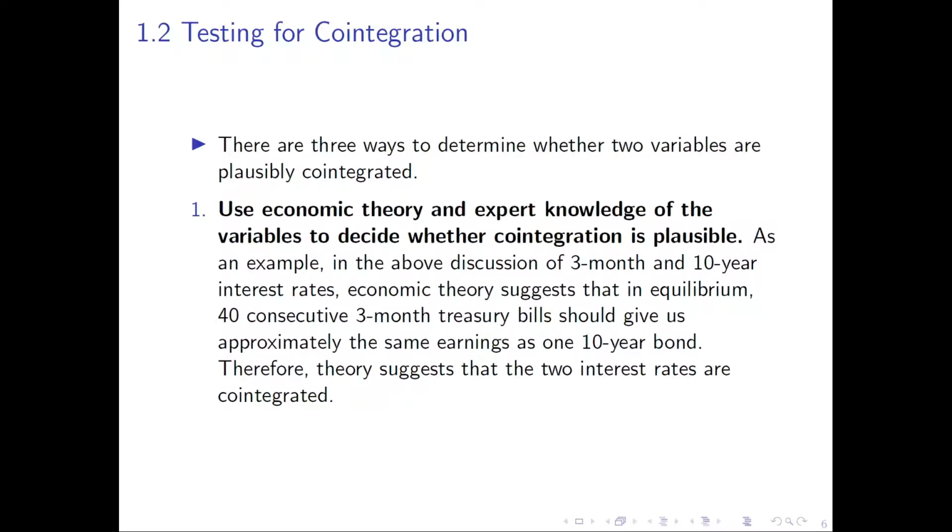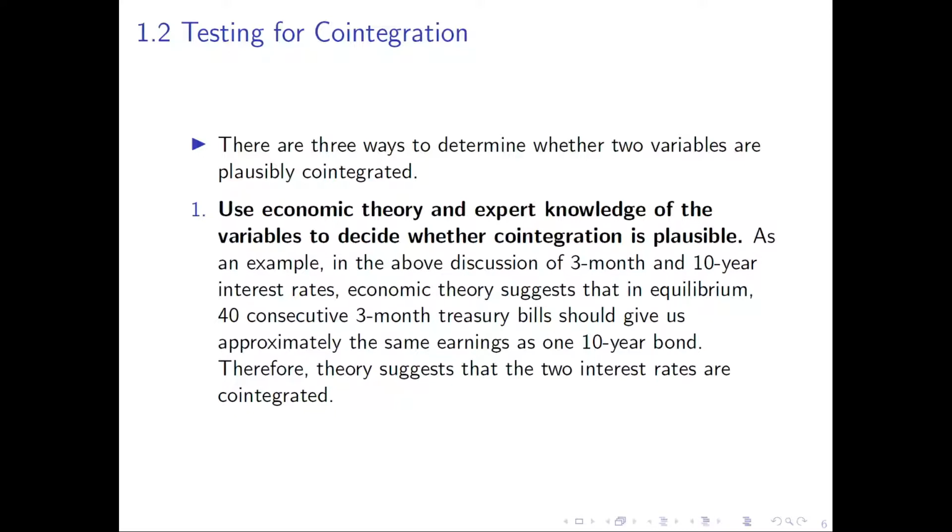How do we know whether or not two variables are co-integrated? Because if they are co-integrated, then they share the same stochastic trend. And if they share the same stochastic trend, then we can take the difference between these two variables, and we would end up with a stationary variable, which is the difference.